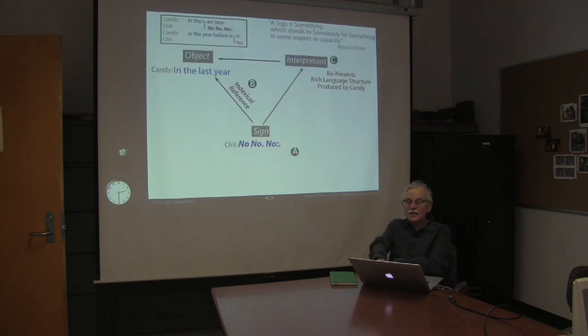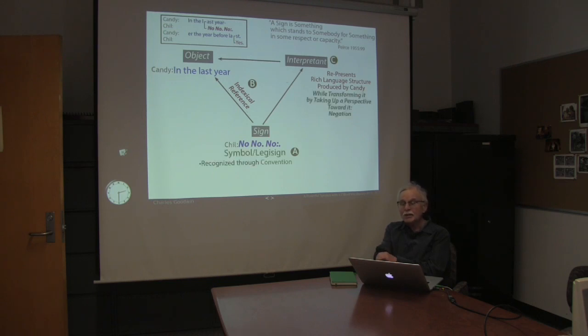Okay, and a way to look at this is if we take Peirce's notion of the sign, something which stands to somebody for something in some respect or capacity. Well, first of all, no, no, no indexically incorporates, by indexically I mean it's operating on the closest thing. It's like pointing toward it. That's the thing you know. It indexically incorporates what someone else just said.